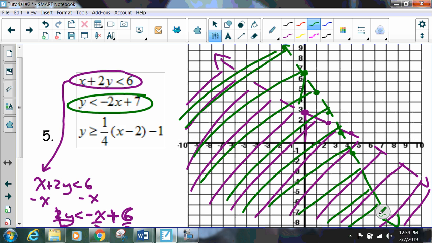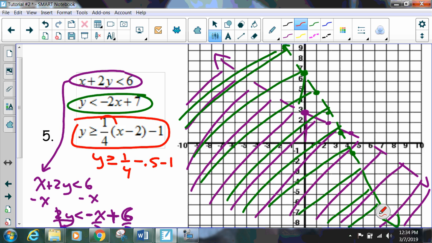All right, and let's switch to a new color. Let's switch to red. And we've got a little bit of work to do with this one, right? I'm going to go ahead and distribute the 1/4. 1/4 times negative 2 is going to be what? Negative 1/2. If you wanted to do negative 0.5, I think the majority of the students that I work with, when they're combining like terms, would rather combine with a decimal than a fraction. So negative 0.5 minus 1 is negative 1.5.